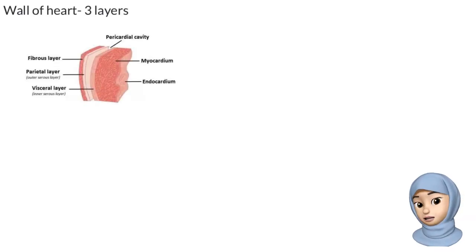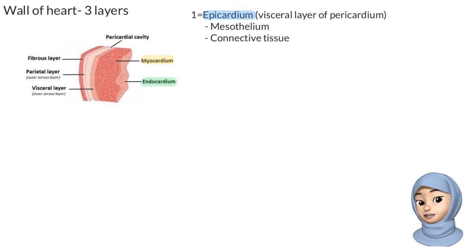Looking at the walls of the heart, there are three layers: the endocardium, the myocardium, and the epicardium. The outer layer is called the epicardium and includes the visceral layer of the pericardium, which is composed of mesothelium, followed by a layer of connective tissue.